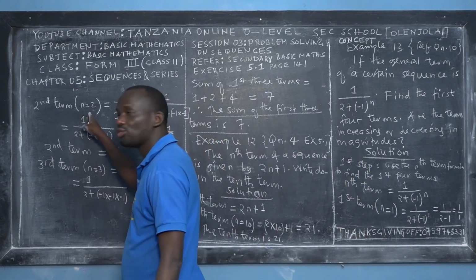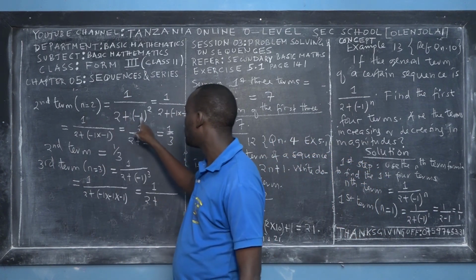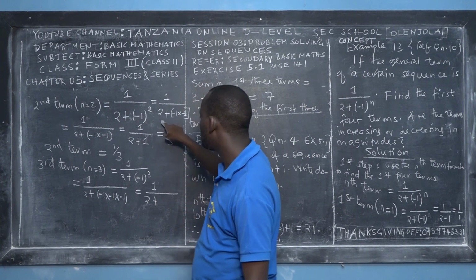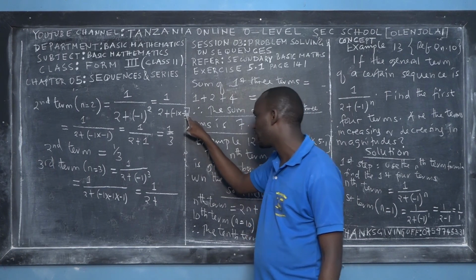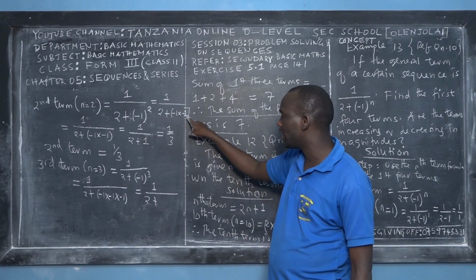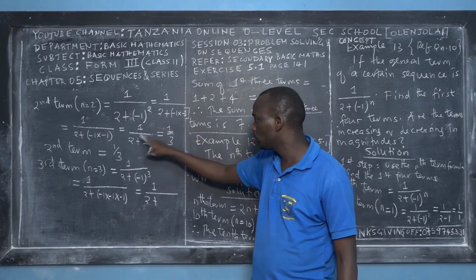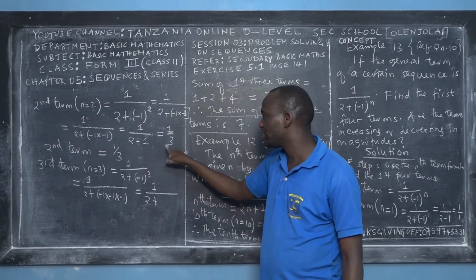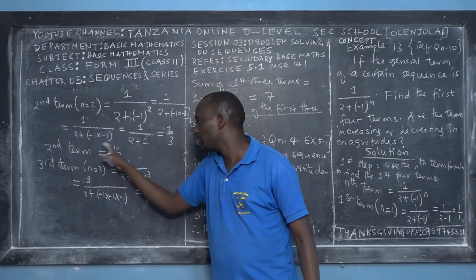The second term is when n is equal to 2. So we substitute 2 here: 1 over 2 plus negative 1 power 2. So this will make 2 plus negative 1 times negative 1. Negative 1 times negative 1 is positive 1. So 2 plus 1 is 3, so 1/3. So the second term is 1/3.